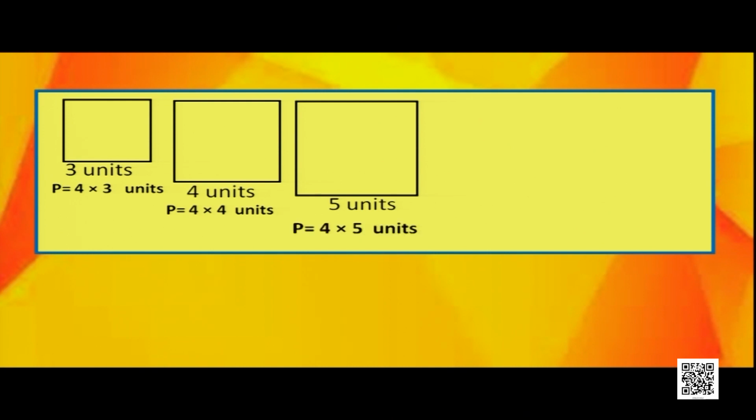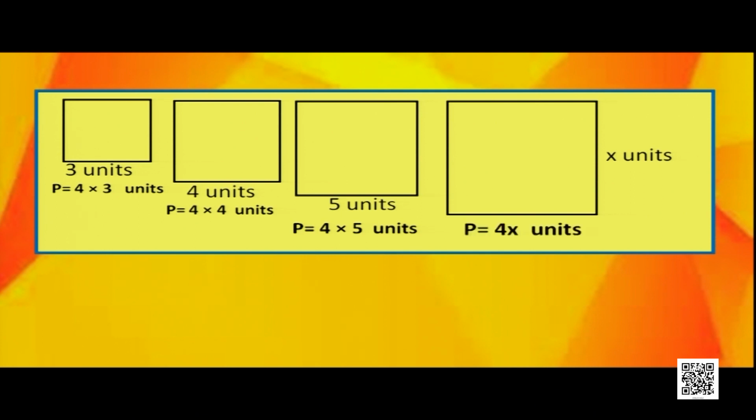If we don't know the length of the side of a square, let it be x units. Then what will be its perimeter? Its perimeter will be 4 into x units. Here comes the algebraic expression. When we consider 4x, it has two parts. One is 4, that is a constant, and another part is x, that is a variable.